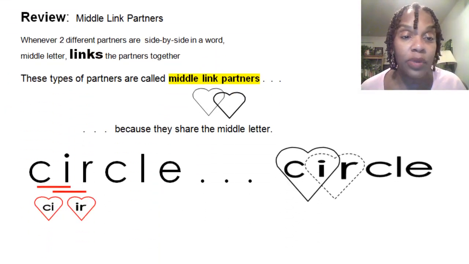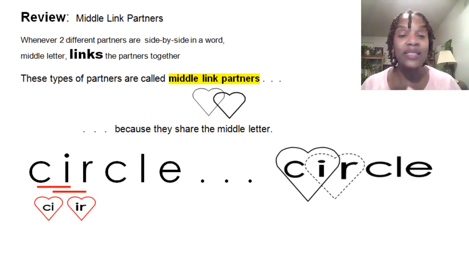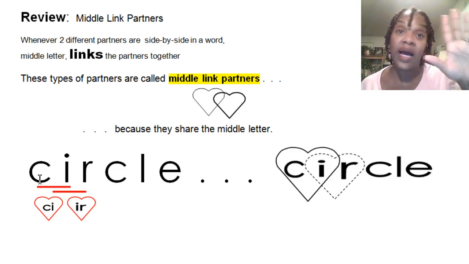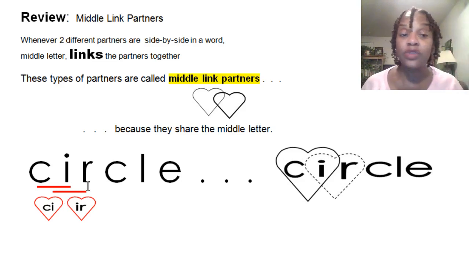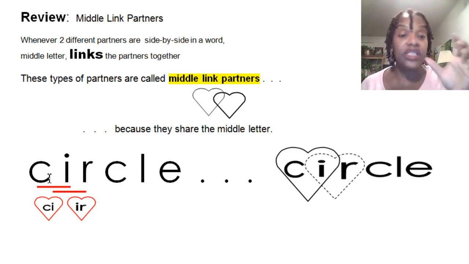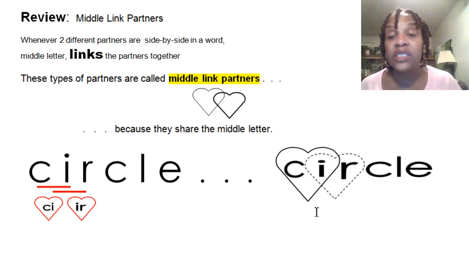Middle link partners. Remember, we just talked about middle link partners. Whenever there's two partners side by side in the word, they share that middle sound. All right. So in this word, you see a letter C. What are you supposed to do when you see a C? Stop. Look for a signal sound. I see an I. Remember the sound change. So the C now, when you sound it out, sounds like an S. But right next to it, there's an IR partner, right? So they share that middle sound.